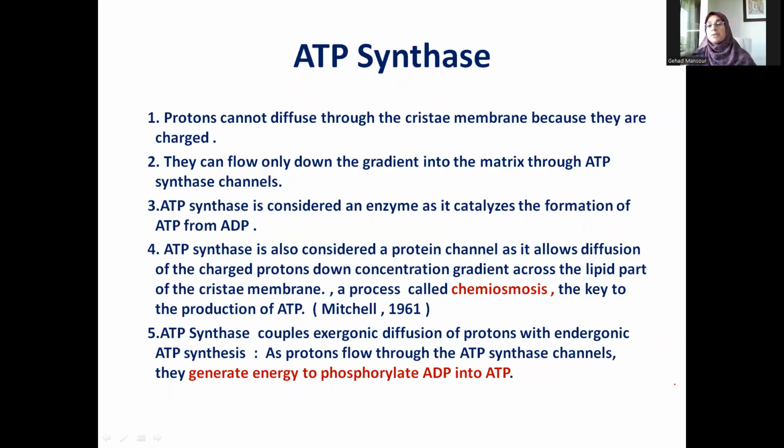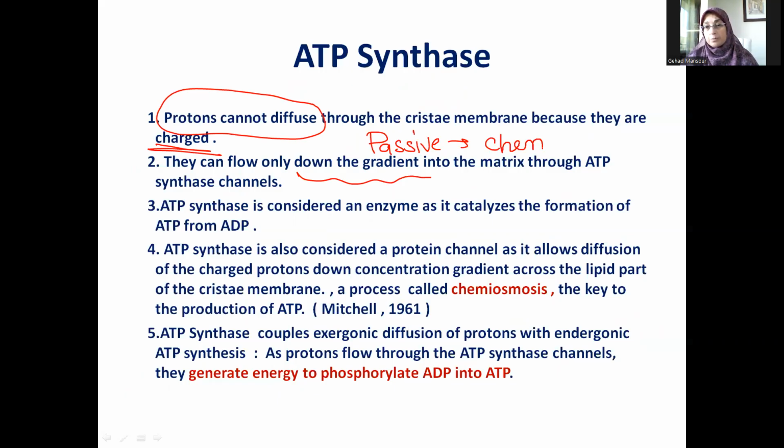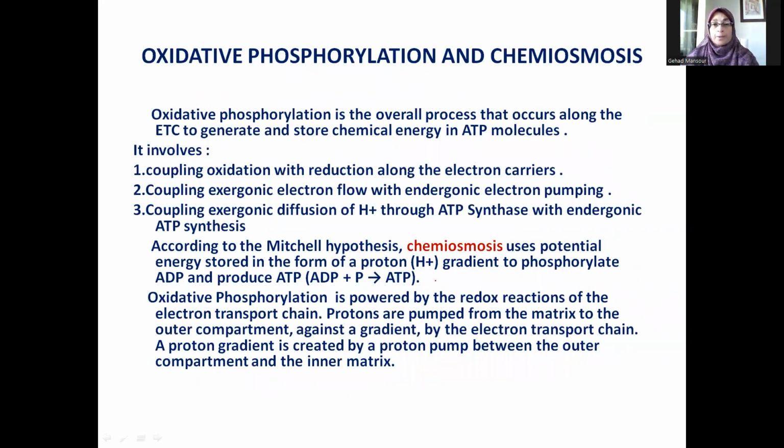So the ATP synthase is important. Why is it important? Because protons cannot diffuse. And why can't they diffuse? Because they are charged. They can only flow down the gradient, meaning that the process of chemiosmosis is a passive process through the ATP synthase channel. They can flow down the gradient through ATP synthase in a process called chemiosmosis, and this will result in the direct phosphorylation of ADP into ATP.